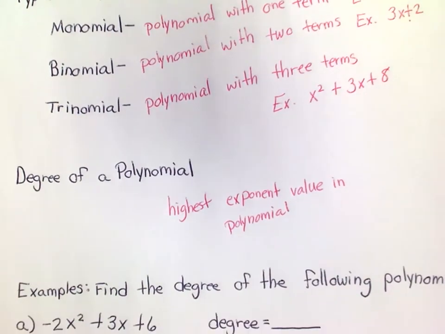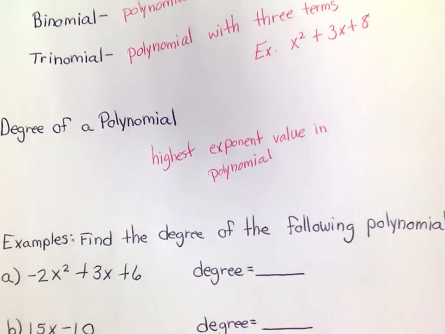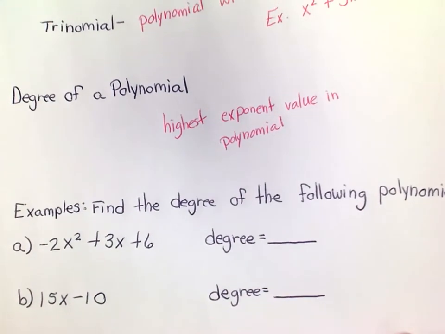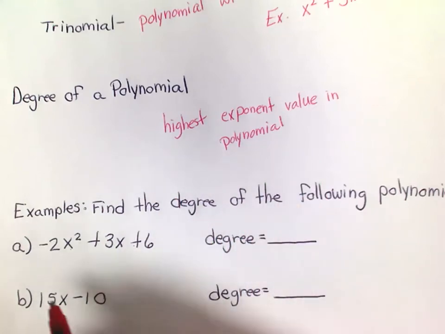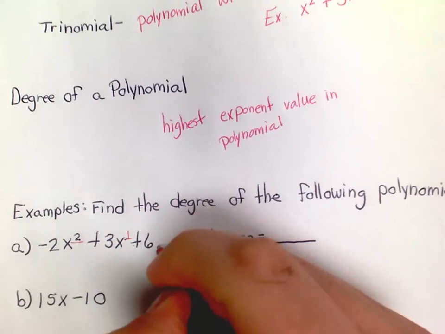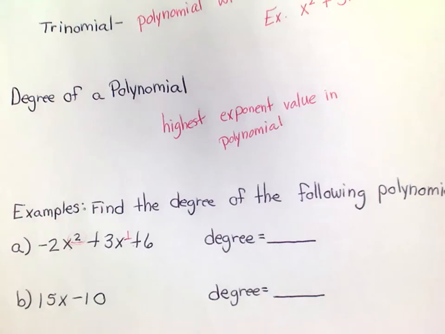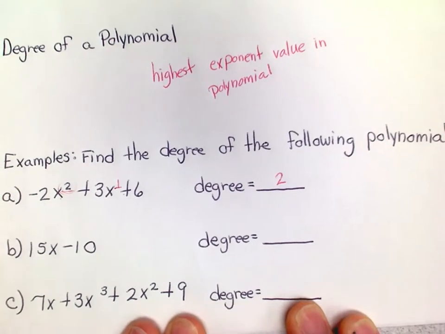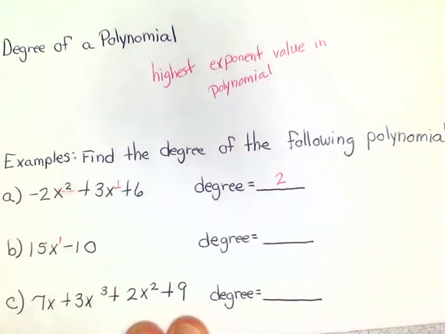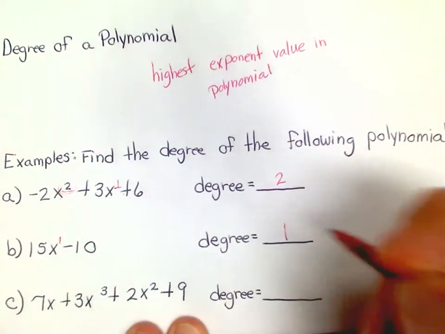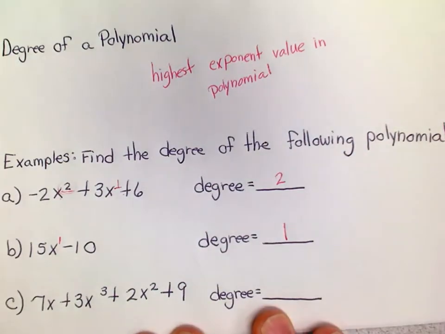So if we look at some examples that say find the degree of the polynomial, if we look at A, we have negative 2x squared plus 3x plus 6. Looking for the highest exponent value in the polynomial. As we see, the exponents are here, and this has an exponent of 0. So the highest exponent is 2, so the degree is 2. For B, 15x minus 10. The only exponent found would be the 1 for the x right there, so the degree is 1. 1 is the highest exponent found in that expression.